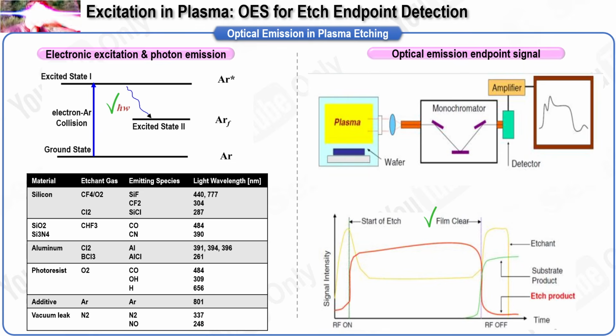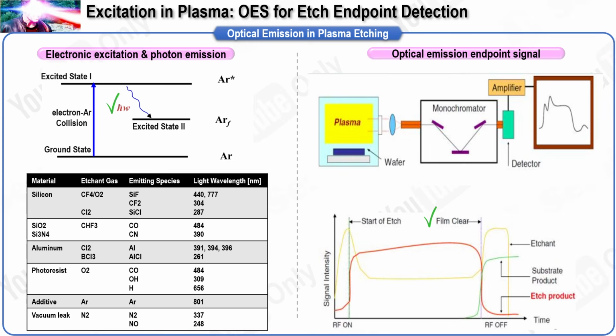The right figure shows a typical optical emission endpoint detection setup used in plasma etching. Light emitted from the plasma passes through a collection lens or an optical fiber, and is sent into a monochromator. The monochromator disperses the light by wavelength, usually in the range from 200 to 900 nanometers. The separated spectrum is then detected by a photomultiplier tube or a CCD sensor, and the signal is amplified for monitoring. By tracking the rise and fall of selected lines for the etchant, the substrate, and the etch product, optical emission spectroscopy produces a clear endpoint signal.